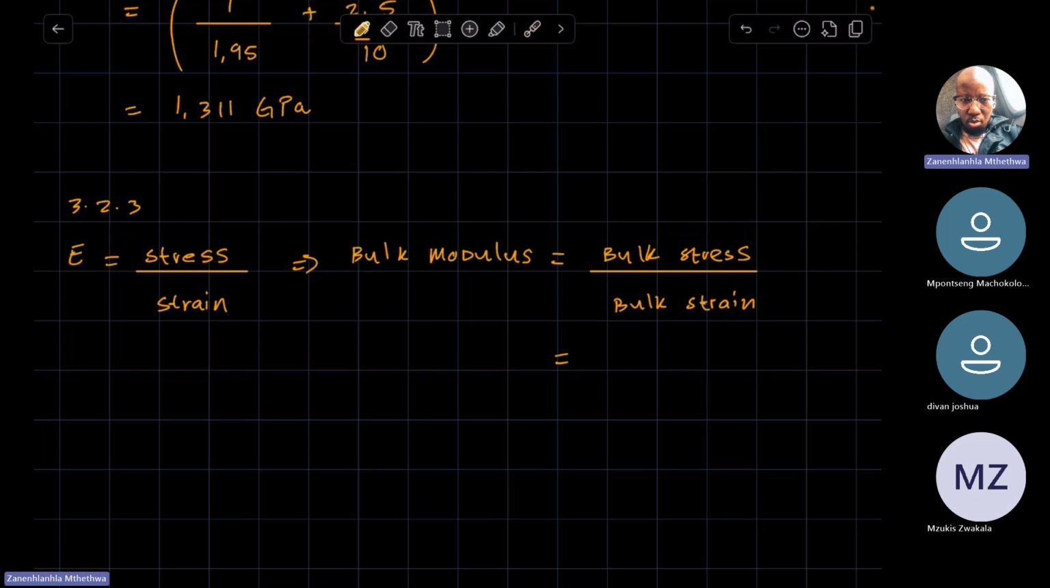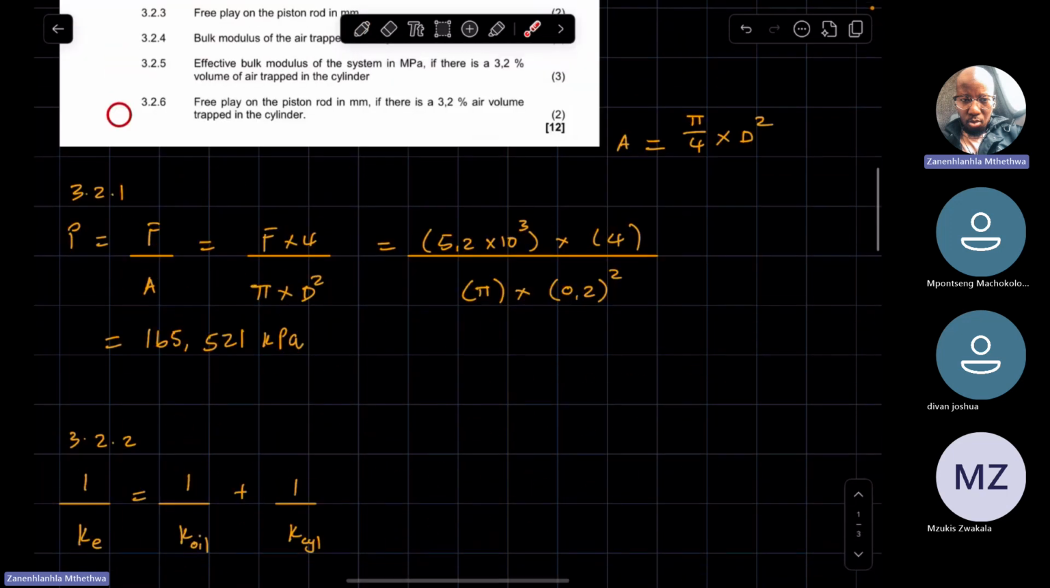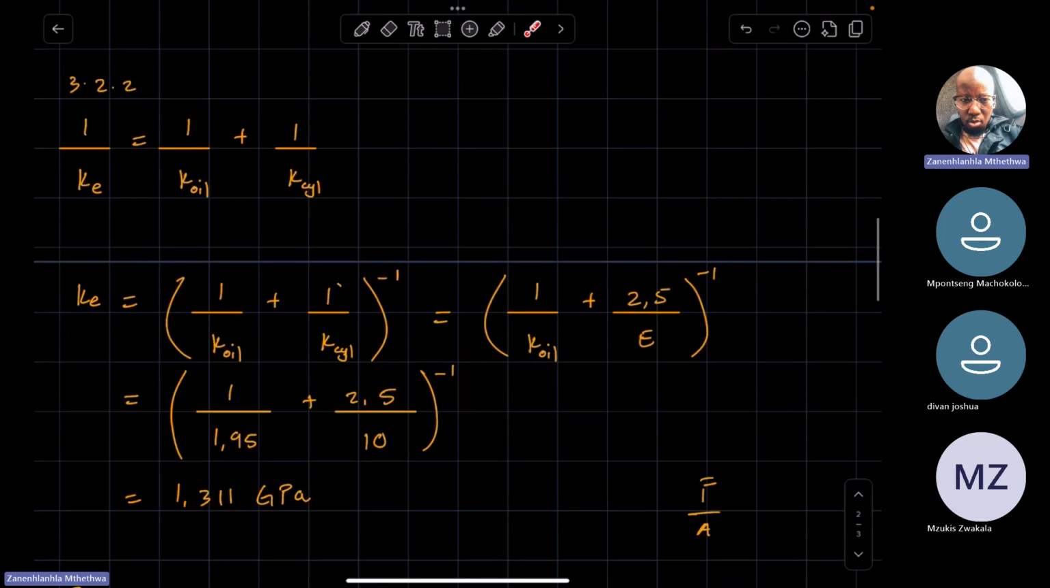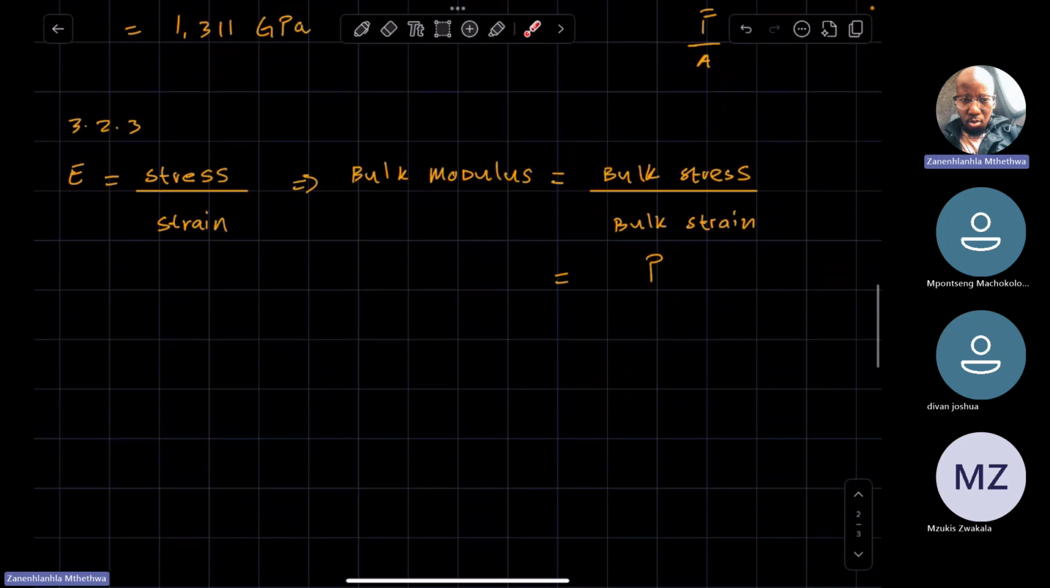Mathematically, bulk stress is synonymous with pressure. So this will be pressure. We know that stress is equal to F over A, the same F over A that we use in calculating pressure. Hence me saying that bulk stress is synonymous with pressure. So instead of having bulk stress, you can simply have pressure, divided by the bulk strain.